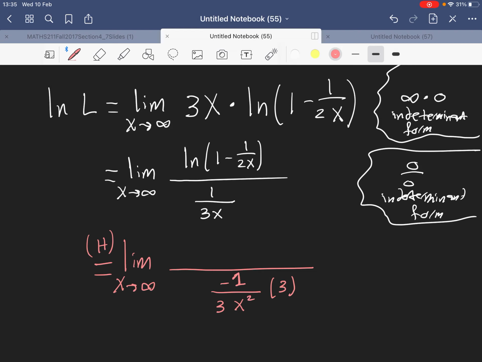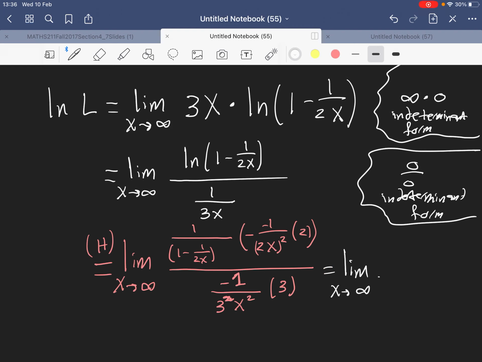Sorry, this is x squared. Now the derivative of ln is the same: 1 over the inside, times the derivative of the inside, which is negative 1 over 2x squared, and then times 2. Ooh, it's too much work to be done here, so we have to be a little bit careful with simplifying this one. So this is the limit as x goes to infinity.